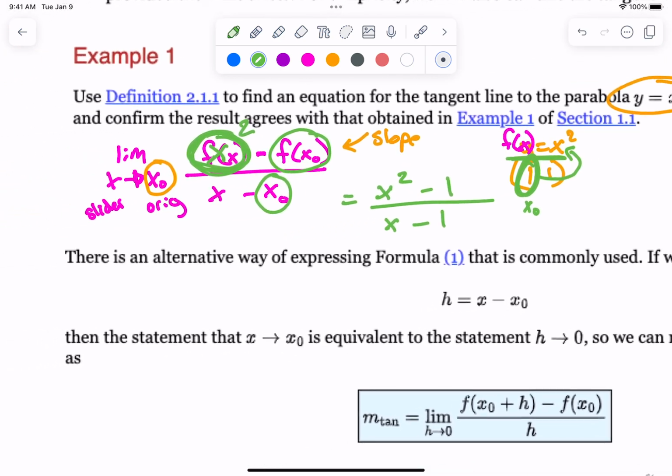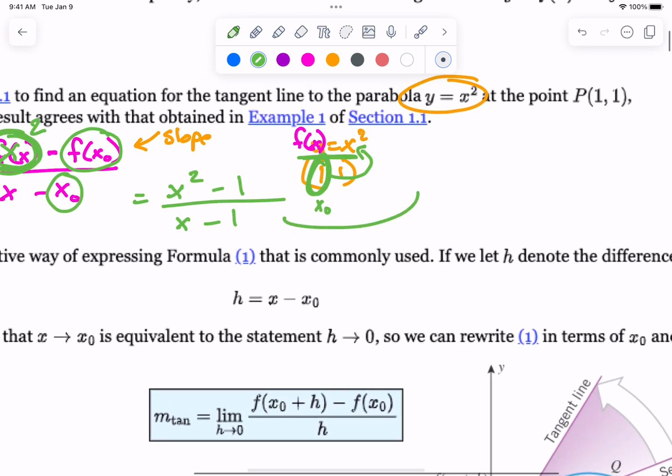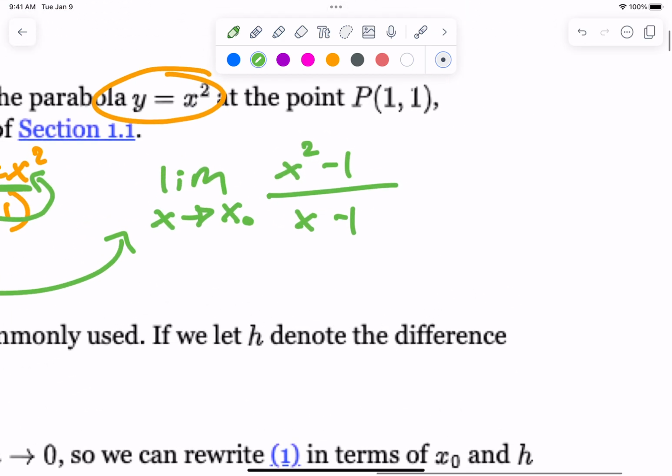Now, x naught right here, so what I'm trying to do, let me write this over here. I'm running out of room. The limit as x goes to x naught, we've plugged all of our stuff in, and we have x squared minus 1 over x minus 1. Now, the only other thing that I have to do is, what was x naught here again? What was our original x, the point that we're looking at?